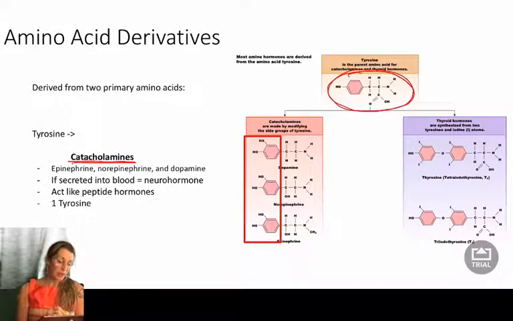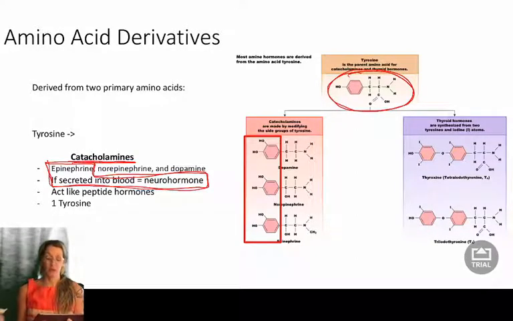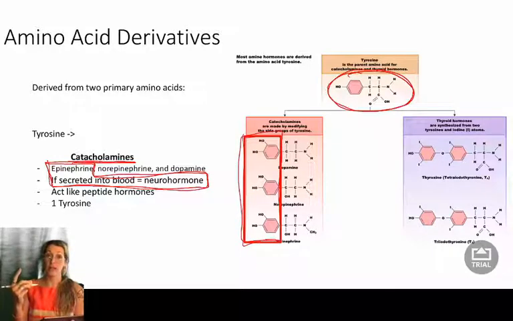Something that's important about epinephrine is that it can be either a neurohormone or a neurotransmitter, depending on if it's secreted into the blood or if it's released adjacent to its target cell. Catecholamines act like peptide hormones. All catecholamines act like peptide hormones, and as I've highlighted here in the red box, catecholamines are made up of one tyrosine.